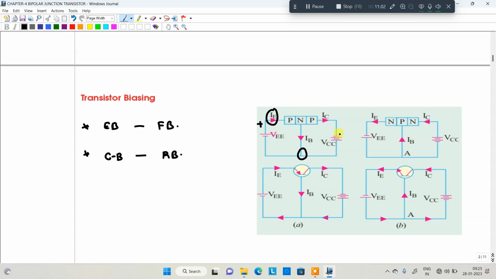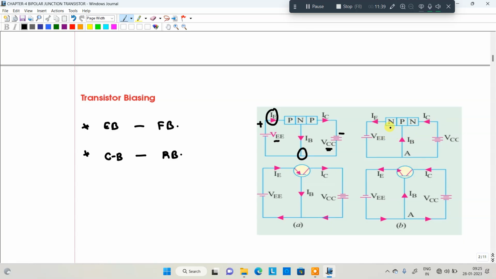If the negative terminal is connected to the P type material, then it is reverse biased. So the input junction is forward biased and the output junction is reverse biased. That's why it is called transistor biasing in the forward direction. After that, we have two supplies, VEE and VCC. This is the emitter to base voltage and this is the collector to base voltage, VCC. Now, having already mentioned the polarities, we come to the NPN transistor.